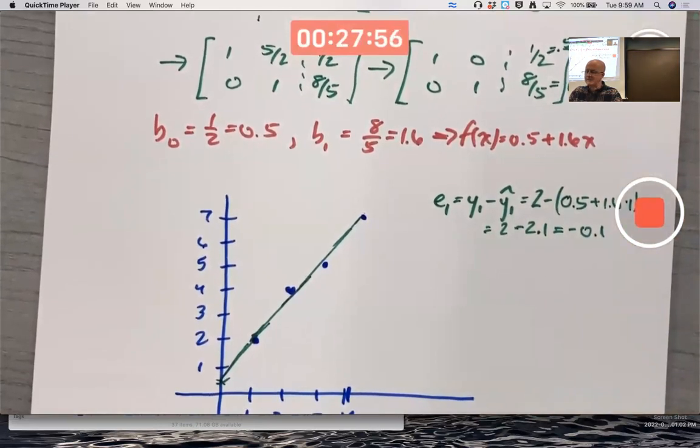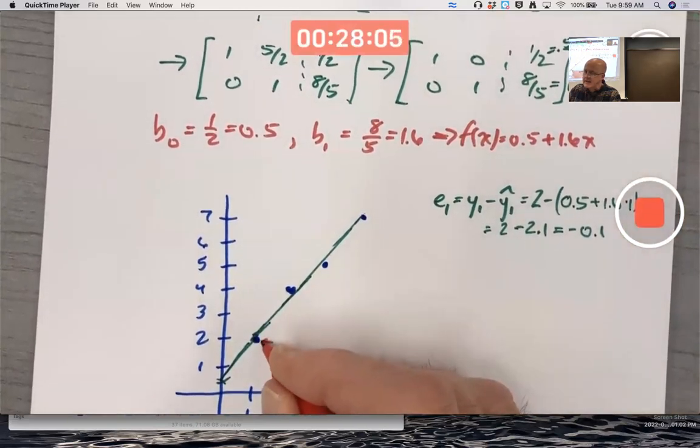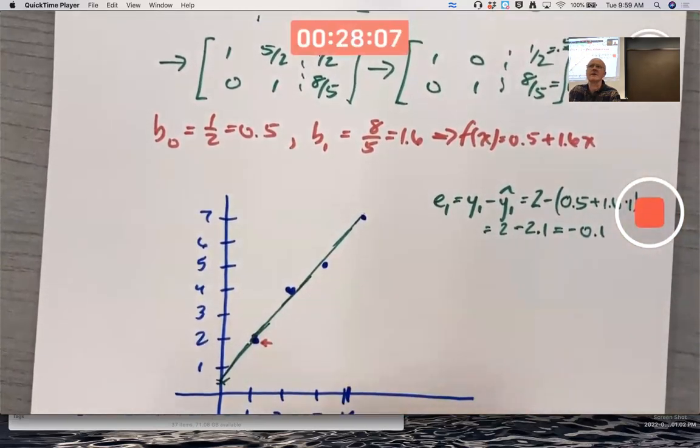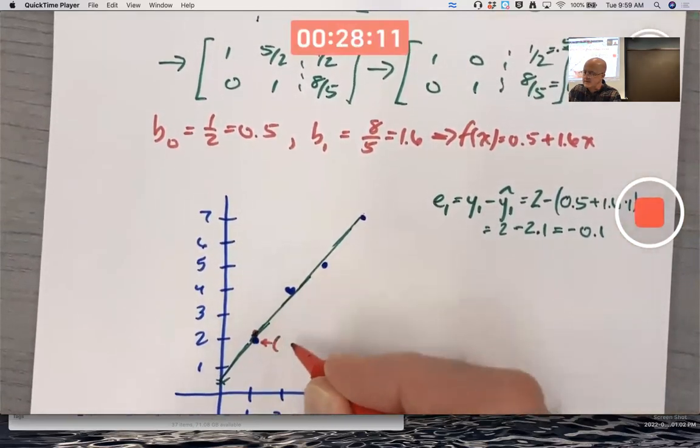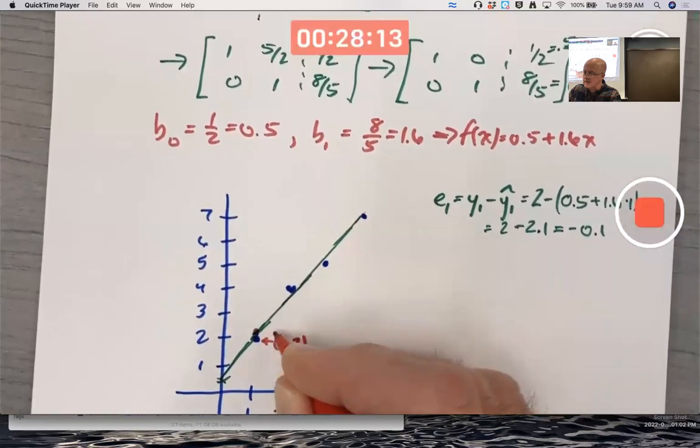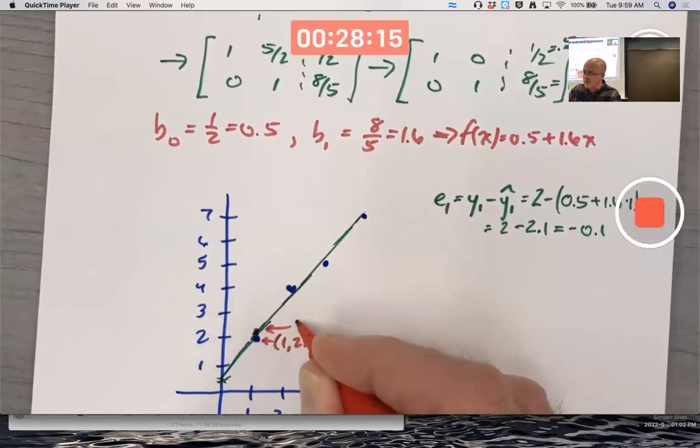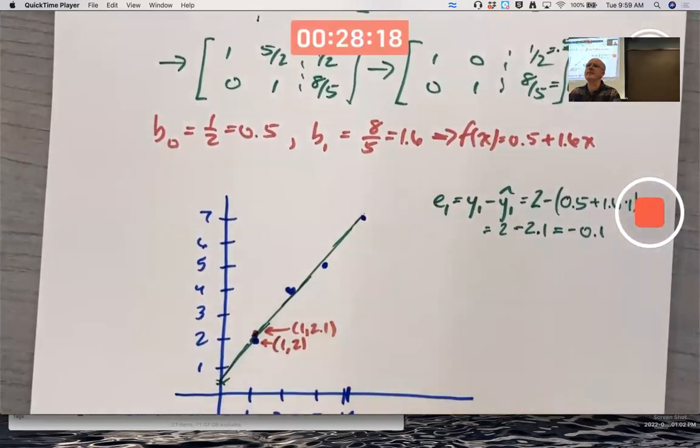Corresponding to the fact that I drew it correctly, the second coordinate of this point is below the second coordinate on the regression line. This point has coordinates 1, 2. This point has coordinates 1, 2.1. When the residual is negative, that's corresponding to the point being below the regression line. Makes sense to think of that as a negative residual.